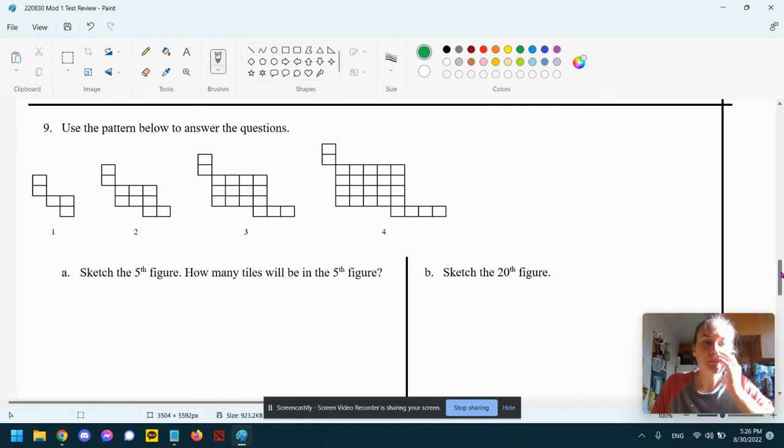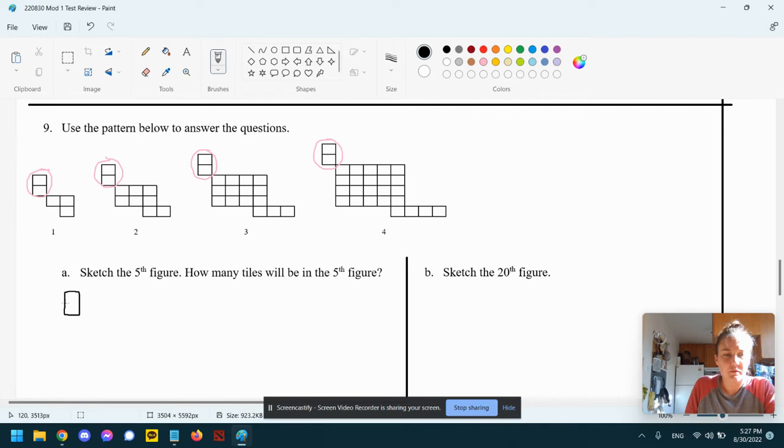All right, let's go. Use the pattern below to answer the questions. I'm going to color code this real quick. I think when I look at this pattern, the first thing I notice is that these upper 2 blocks, here, here, here, and here, pretty much don't change. So when I draw my 5th figure, and when I draw my 20th figure, they're definitely going to have these 2 blocks up top.